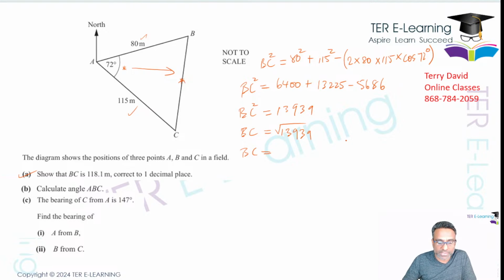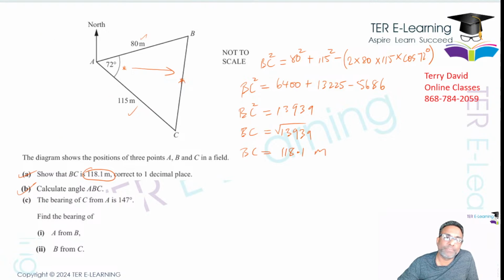I'm getting about 118.1 meters, which is exactly what they told us to prove, 118.1. So that's correct. The next part, we want to calculate the angle ABC.